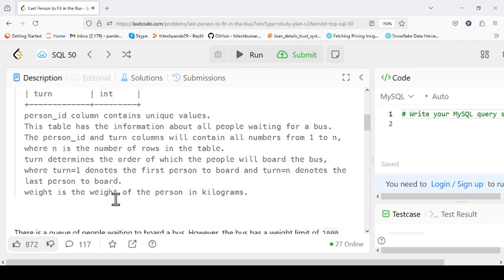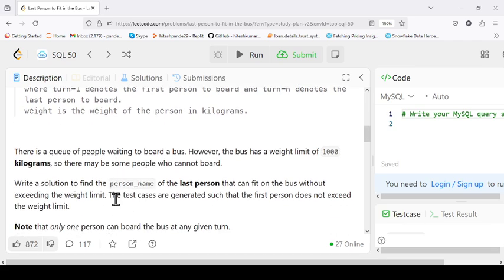the bus. Okay. So there is a queue of people, as we all know, while entering the bus all people stand in a queue. So this is a queue of all the people who are waiting to board the bus. However, the bus has a weight limit. Of course, a bus has a weight limit, up to which it can afford people to board. So the bus has a weight limit of 1000 kilograms. So there may be some person who cannot board.